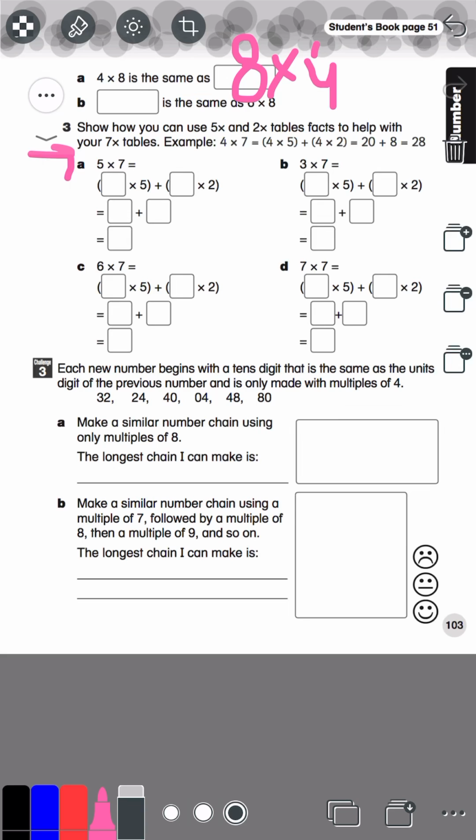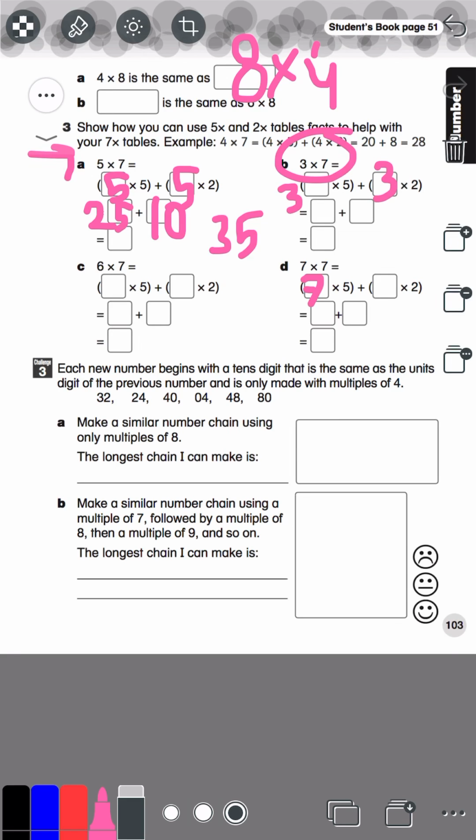Now 5 times 7 equals 5 times 5 plus 5 times 2. 5 times 5 equals 25. 5 times 2 equals 10. Now add them together, that equals 35. So we split up the multiplication. When we multiply by 7, we split up the multiplication: 3 times 5 plus 3 times 2, 7 times 5 plus 7 times 2.